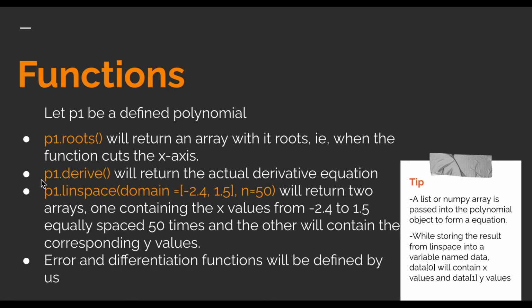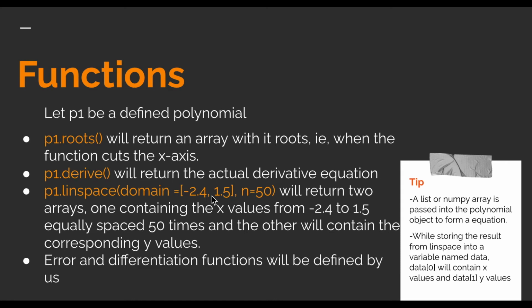And the last thing that we need to know is the linspace function. This is used when we want to pass several values of x and we want them linearly spaced. This means that the values of x will be from minus 2.4 to 1.5 and they will be equally spaced, and there will be 50 values of x. By default the value of n is 100, but for this case I am mentioning that I want 50 values of x in between this.